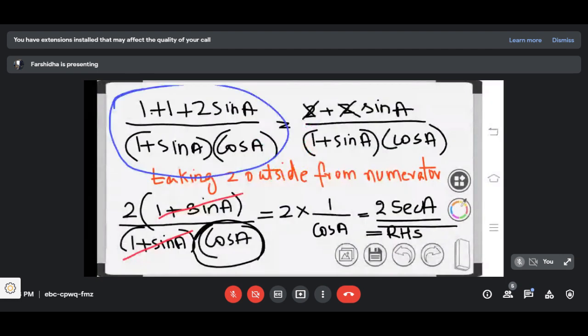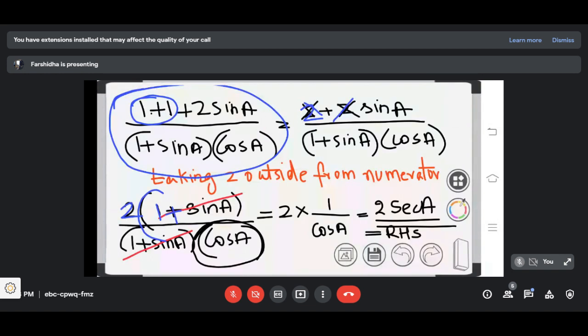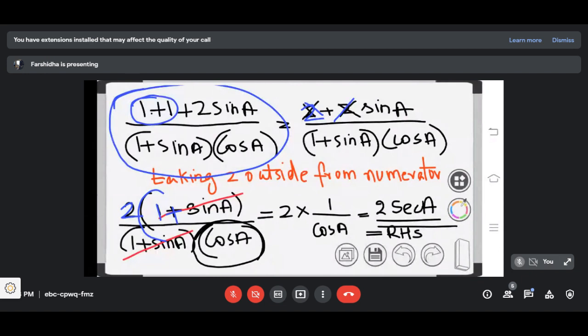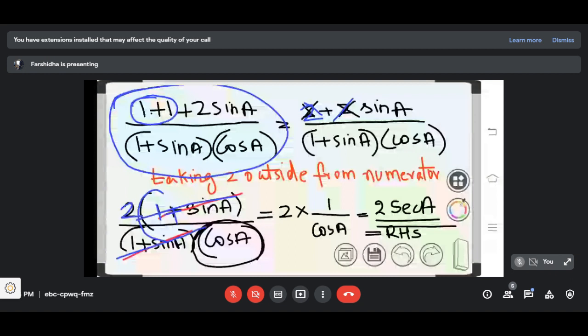Okay, so here we got 1 plus 1 plus 2 sin A by 1 plus sin A into cos A. So we have added this 1 plus 1. So you got 2 here. 2 plus 2 sin A by 1 plus sin A into cos A. Then I have taken 2 outside from the numerator. So when I take 2 outside, what is remaining inside? 1 plus, these 2 got cancelled. So 1 plus sin A is remaining inside the bracket, divided by 1 plus sin A into cos A. Then 1 plus sin A, 1 plus sin A got cancelled. Then what is remaining? 2 into 1 by cos A. 1 by cos A means sec. Cos and sec are reciprocals. So you can write 1 by cos A equal to sec. So your answer is 2 sec A equal to RHS, hence proved.